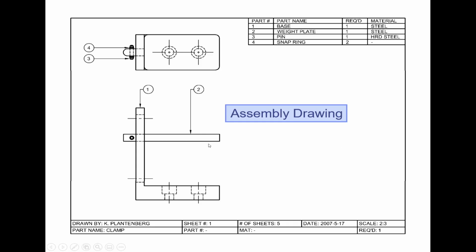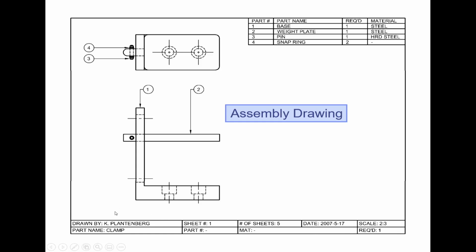You can do a minimum of 2 or usually a typical 3 views, and we can put the part list here. The part list must include 1, 2, 3, 4, referring to this part numbering. This clamp consists of the first part, the base, the second part, the weight plate, the third part, a pin, and part number 4 is the snap ring. For the snap ring, you can see there are 2, the required quantity, and what material it is made of. And then you include the title block at the bottom.